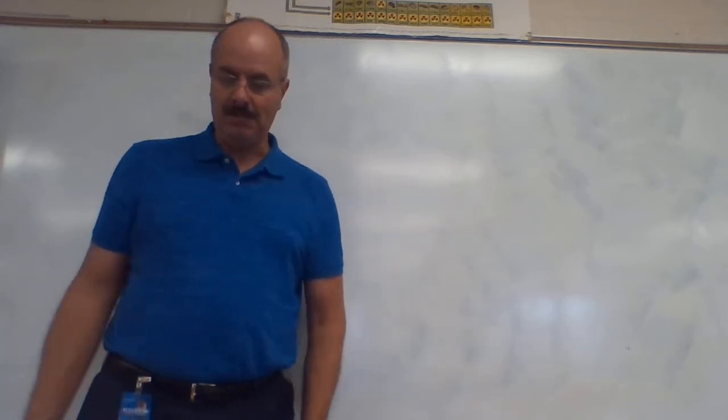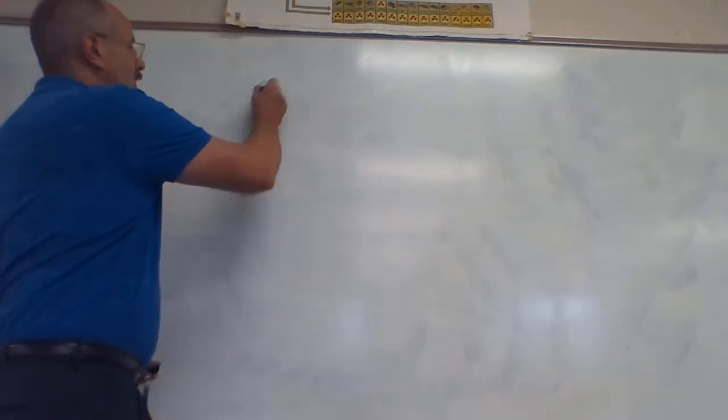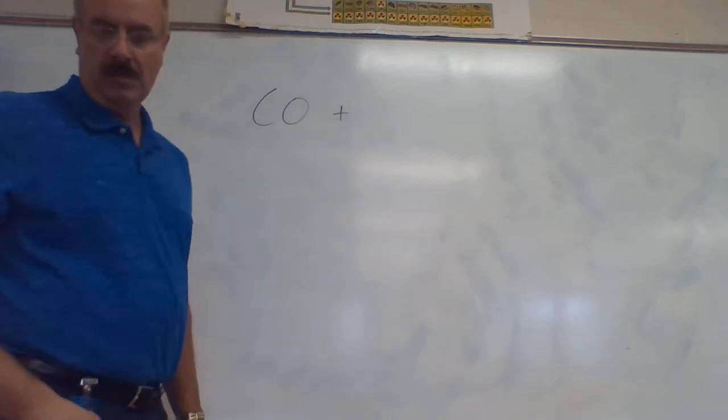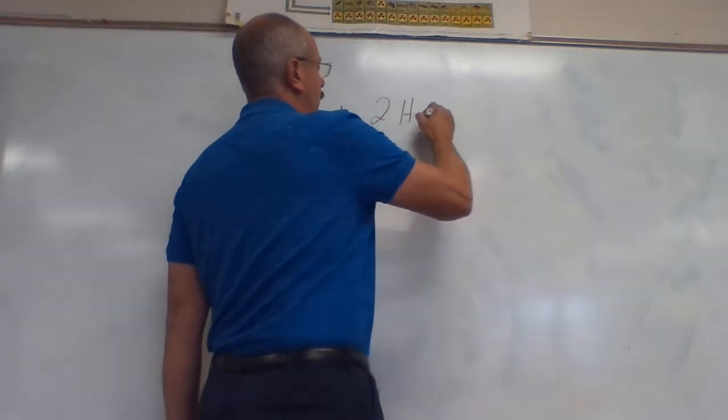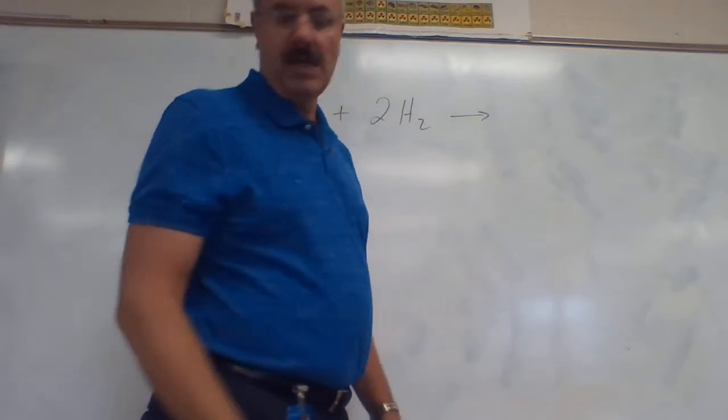Now we're going to have multiple steps. So first of all, we have this equation. And we're using the same equation for the whole one. All of them. CO plus 2H2 forms CH3OH.